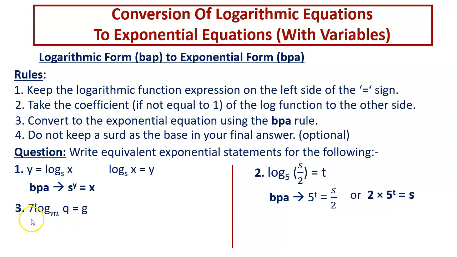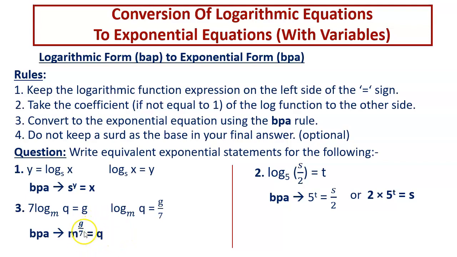So if we divide the left hand side, we will have 7 in the numerator and 7 in the denominator, so they will cancel each other. And on the right hand side, we will have g over 7. Okay. So that is what I have written over here. Log q to the base m equal to g over 7. M is the base, q is the argument, which will become the answer, and g over 7, this is the product or result, which will be the power. Okay. So it is m raised to the power of g over 7 is equal to q.